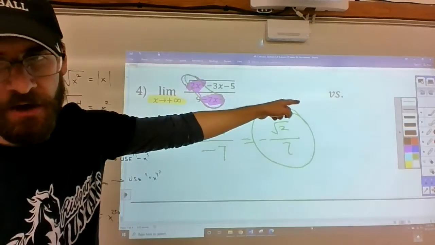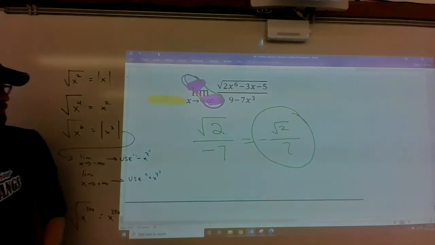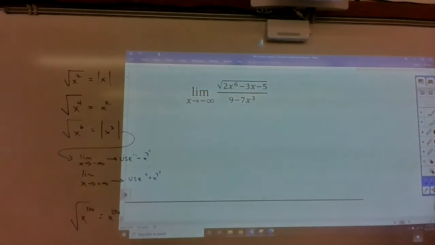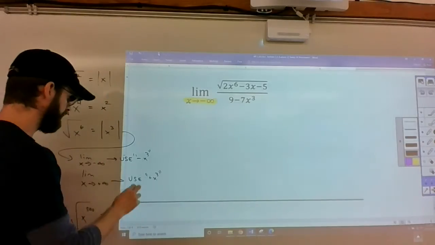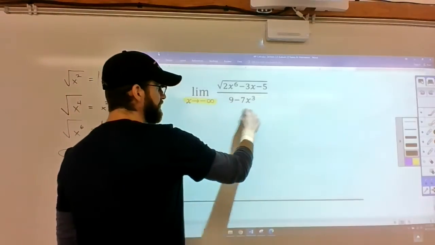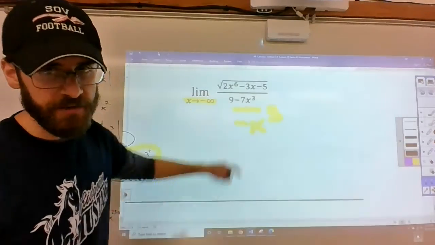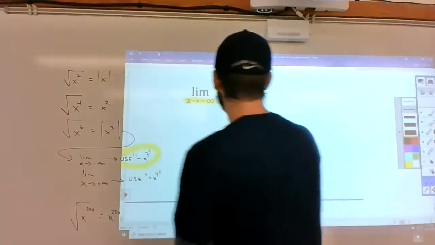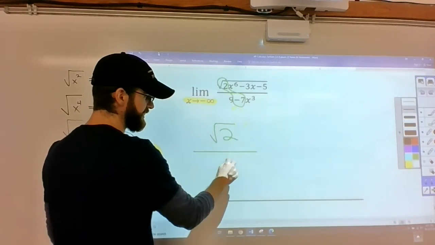So what does that look like on the other part? Because it's negative infinity, this right here is going to change negative 7 to positive 7 in the final limit, because you'd be dividing by negative x to the 3rd power, creating a positive 7. So it's root 2 over negative 7.